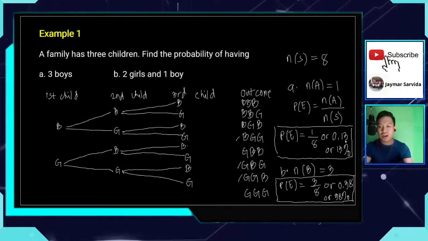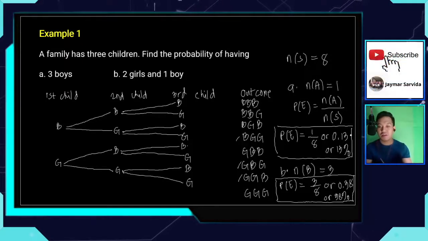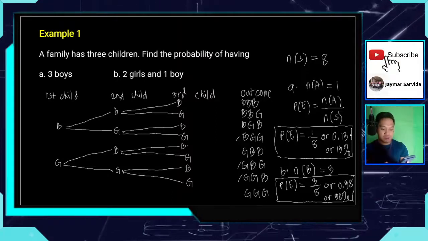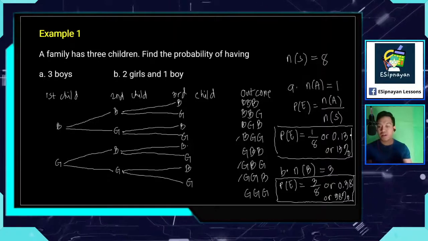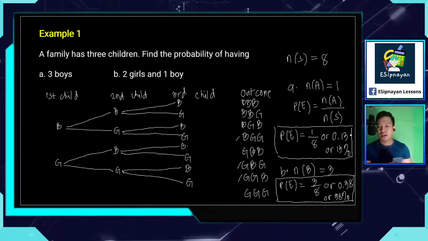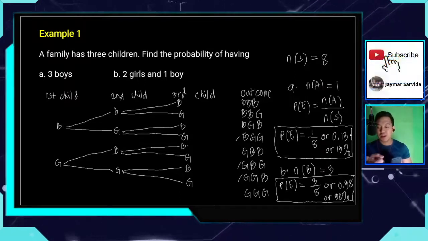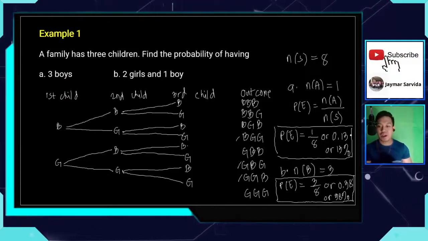Para gawin natin siyang percent, i-move mo lang itong decimal point 2 decimal places going to the right. So yan ay magiging 13% na, or 0.13 times 100. So that is 13%. Ganun din sa 0.38 times 100 lang din. So, that will become 38%.